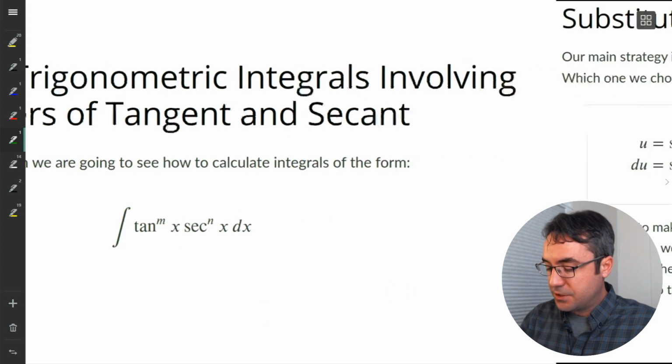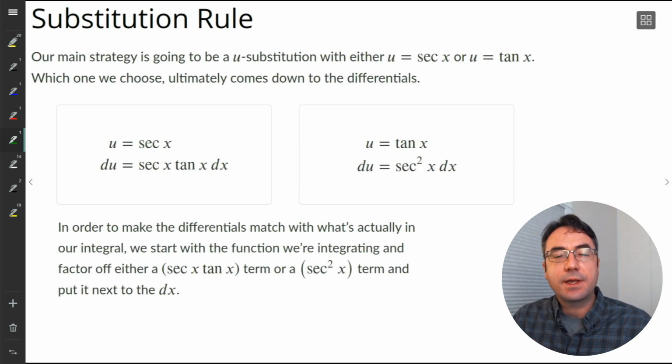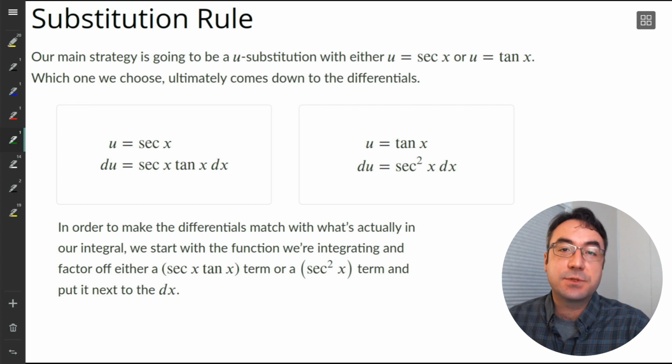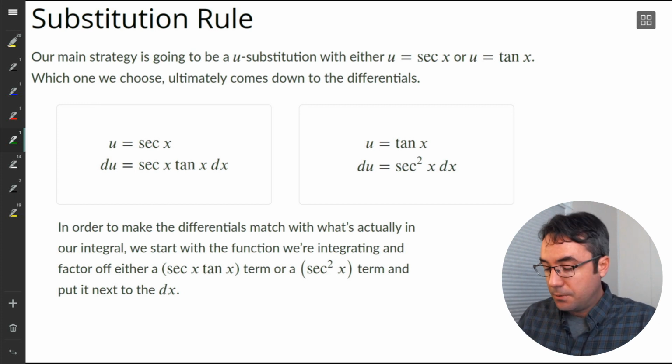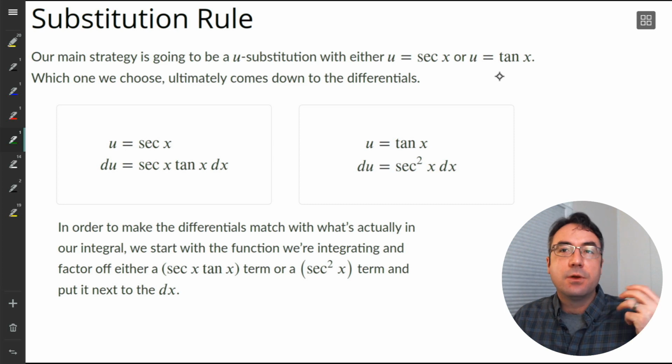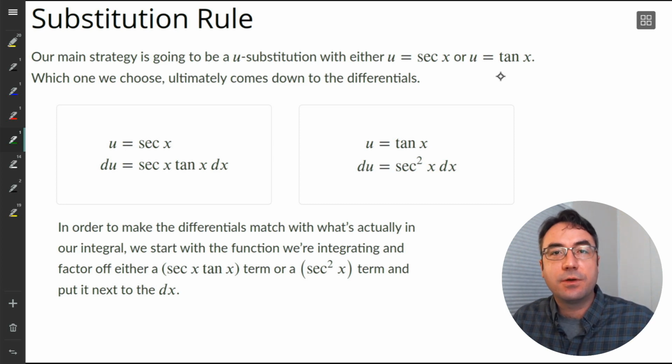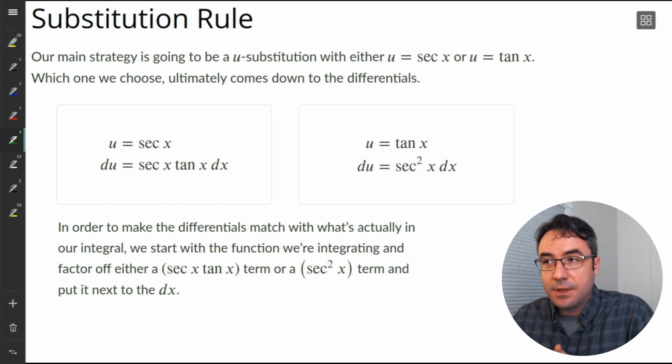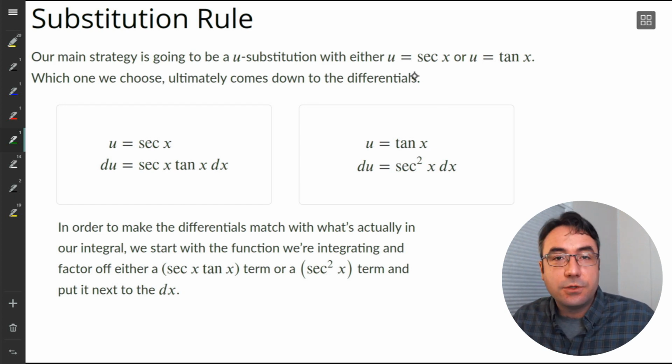So what's the strategy we're going to look at today? Well, it kind of centers around using substitution rule. So we're going to let either u equal secant x, or we're going to let u equal tangent x. So remember, we're going to be looking at how to do an integral involving secant terms times tan terms. So those are going to be our two possible substitutions. Either let u equal secant or let u equal tangent.